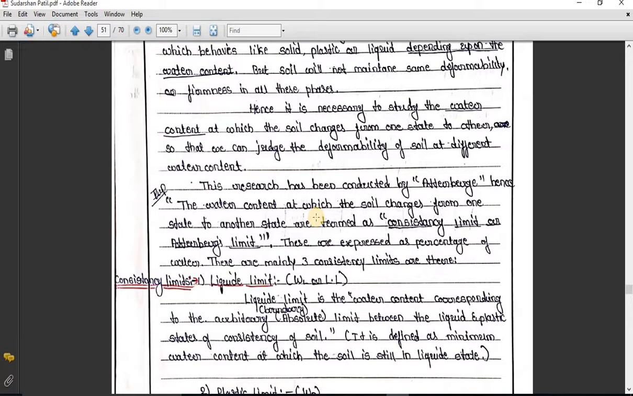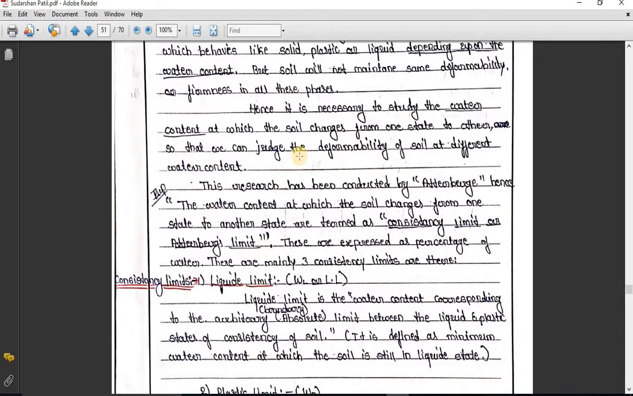So this created a curiosity in scientists, and Atterberg determined the water content at which soil changes from one state to another state, and termed those water contents as consistency limits or Atterberg's limits. So what are these consistency limits and Atterberg's limits? They are the boundary water content between two states of the soil. Why are we studying this boundary water content? We are studying it to understand the behavior of the soil.